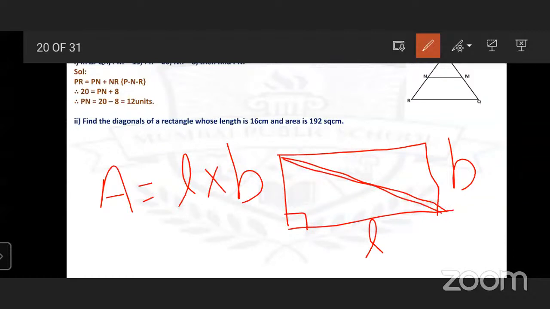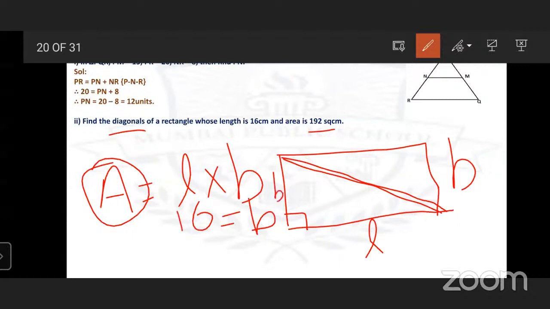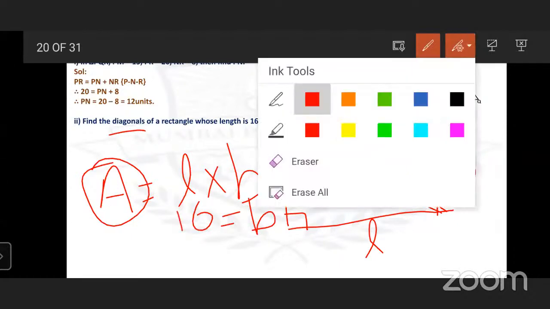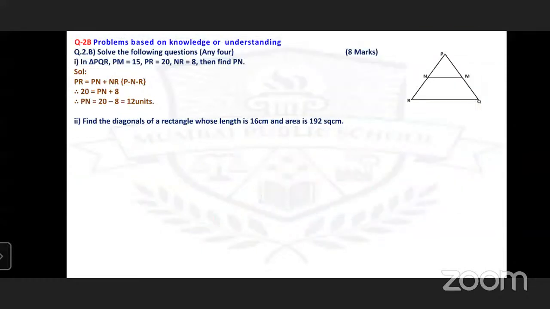So for this diagonal, first we find the breadth. Area is given. Substitute here 192. Length is 16. From this we find the breadth. Put the value here and apply Pythagoras theorem. And then easily we find the diagonal of the rectangle. Okay, now see the solution.